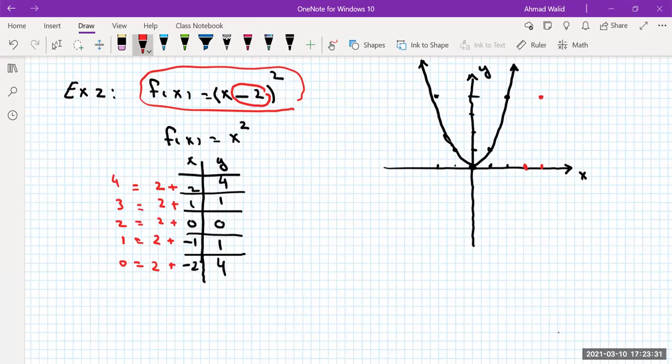When x is 3, y is 1. 3 and 1. When x is 2, y is 0. x2, y0, this point. x1, y1. 1 is here. x0, y4. x0, y4 is this point. And if you connect these points, you see your graph shifted 2 units to the right.